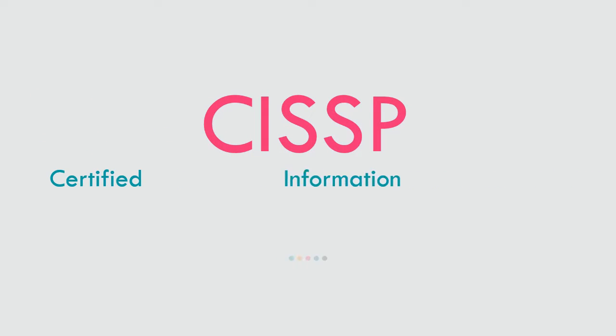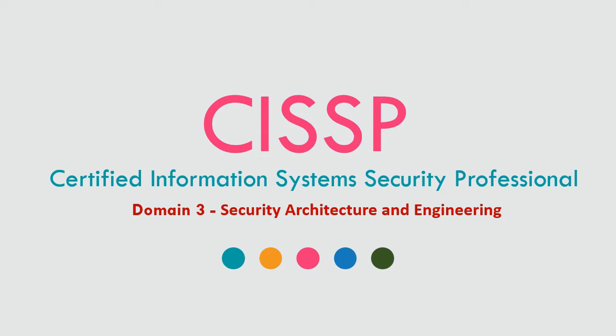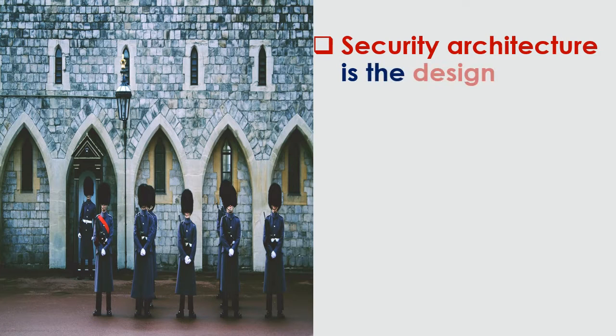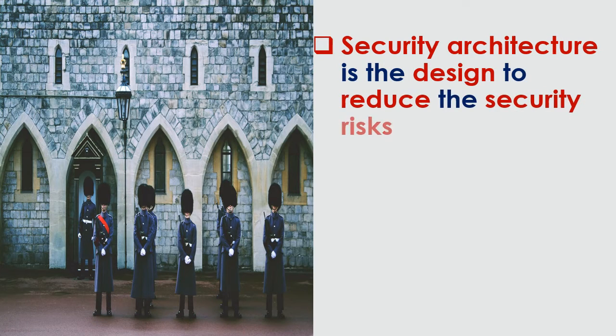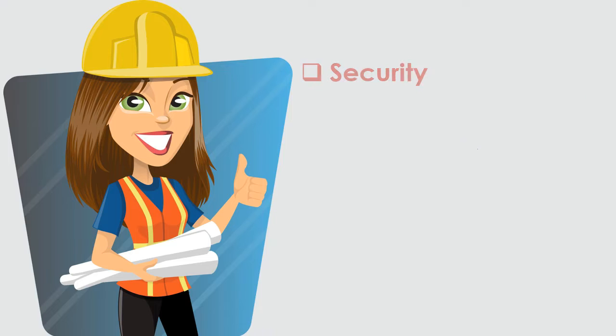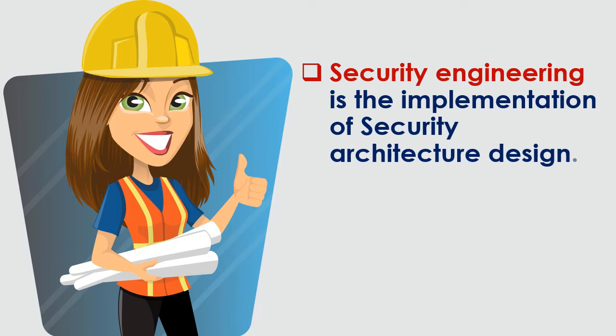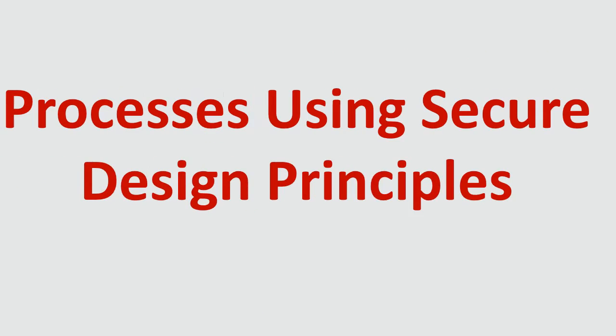CISSP. Certified Information Systems Security Professional. Domain 3, Security Architecture and Engineering. Security architecture is the design to reduce the security risks associated with a system to an acceptable level. Security engineering is the implementation of security architecture design processes using secure design principles.